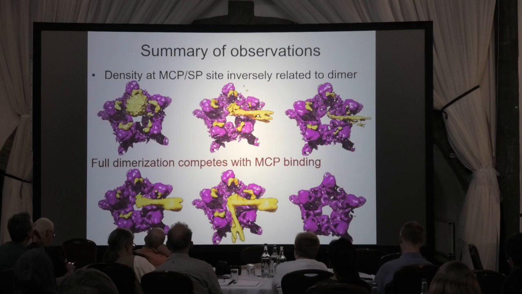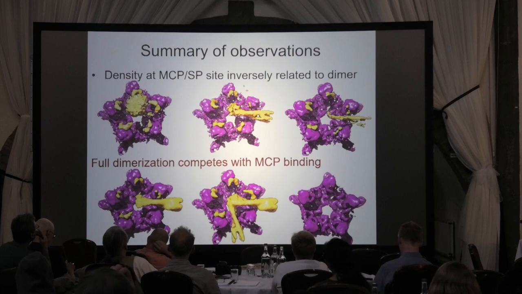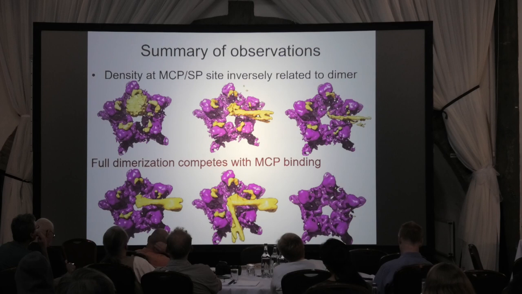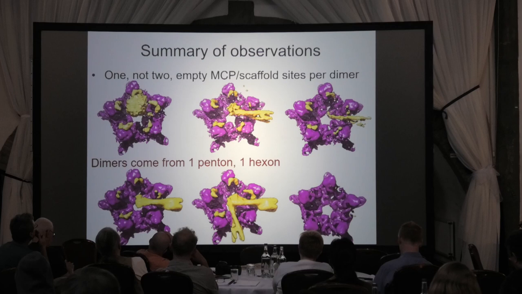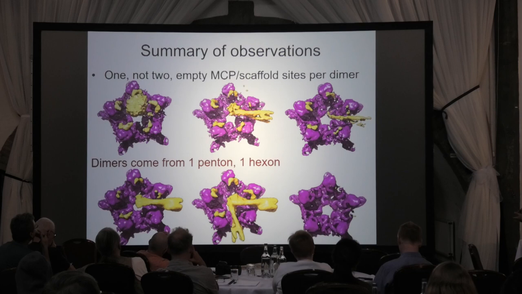Now, returning to these classes, one thing I'd like to point out. These are normalized, and they're all at the same threshold, so the amount of density you see is representative. So if we look at the monomer binding site, how much density we see there is inversely proportional to how strong the dimer is. And so at these classes where we see a dimer at the strongest density, you see completely unoccupied monomer binding sites. So from this, we conclude that full dimerization of the scaffold is in competition with binding to the capsid at that monomer site. And related to that, we notice that when we have a dimer, one, but not two of the sites are unoccupied. So from that, we conclude that the other scaffold in the dimer comes from another source, which most likely is the neighboring head site.